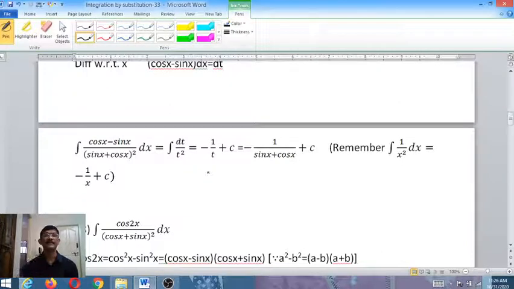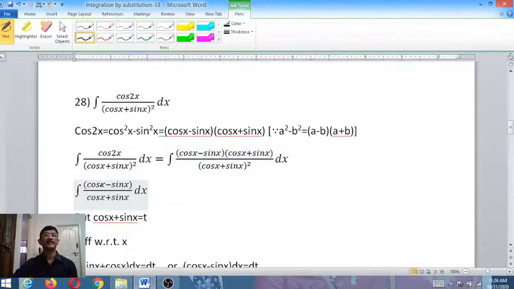As I told you, the integral of dt by t square is minus 1 by t plus c. So it is minus 1 by (sin x plus cos x) plus c. Remember, integral of 1 by x square dx will always be equal to minus 1 by x plus c. Come to the next problem now.